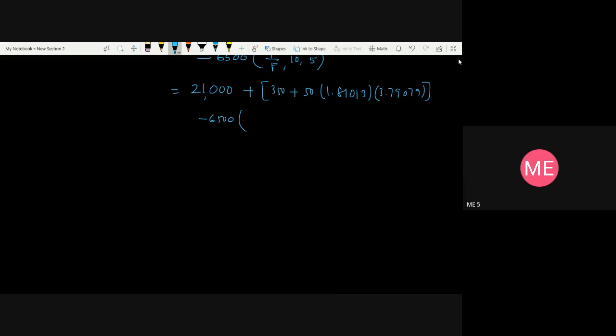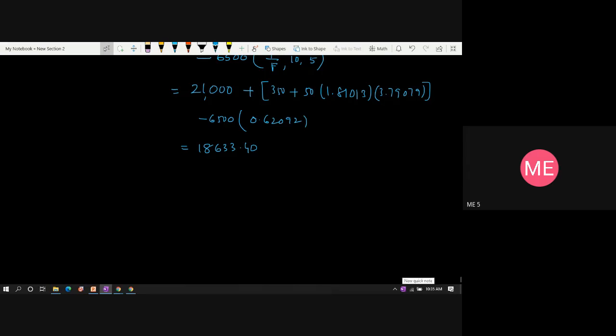Then minus 6,500 into (P/F, 10, 5). P/F for 10, 5 is 0.62092. So by using this, we can calculate that the present worth amount is going to be around 18,633.40. Likewise, we need to calculate for the second alternative. So I will stop for today.